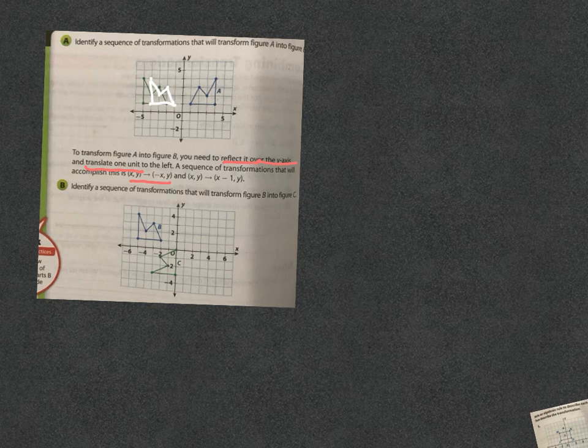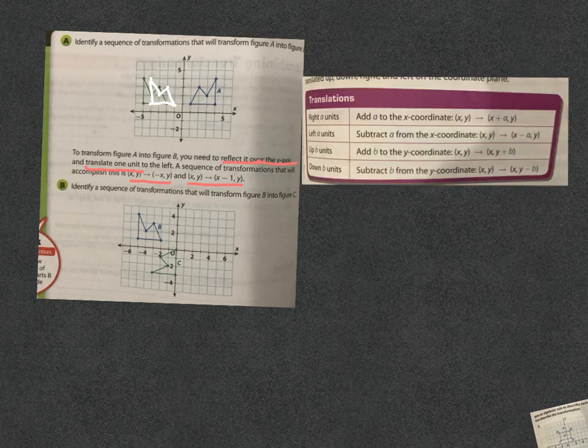And then you have the translation piece, so you flip, you're going to the left a certain amount of units, and that's written on page 299 for the translation rules. So you would just write those down. So when they tell you to tell what algebraically happened, that's what you would put down. I figure I'll show you what I mean first so you can see it.